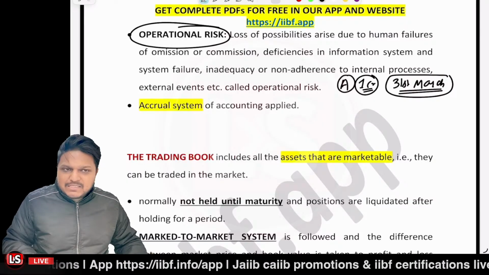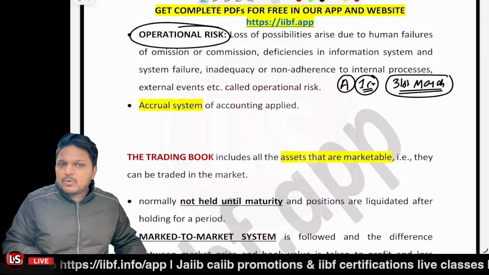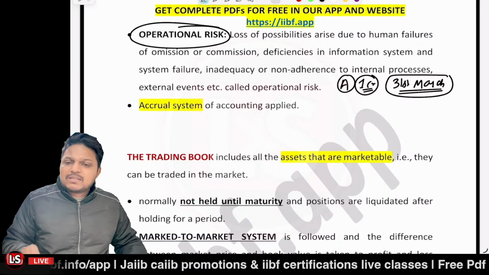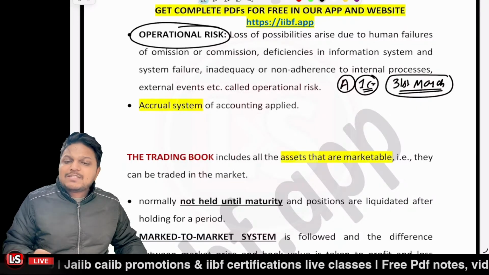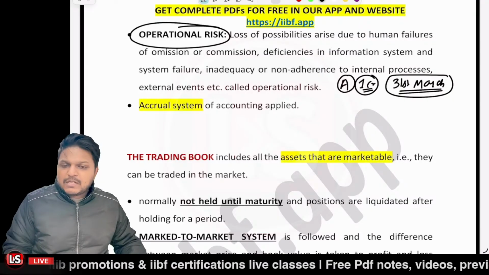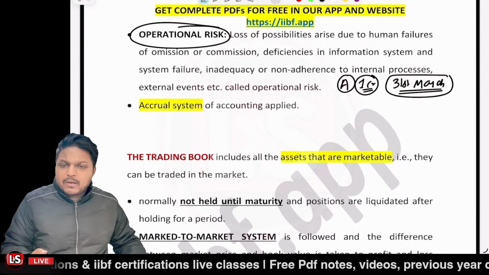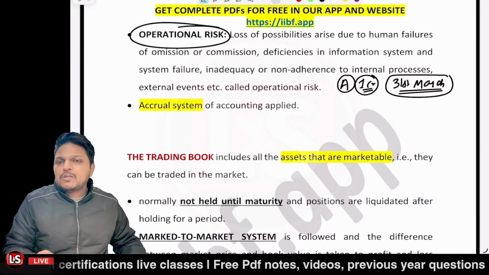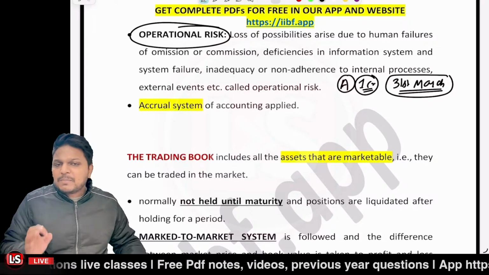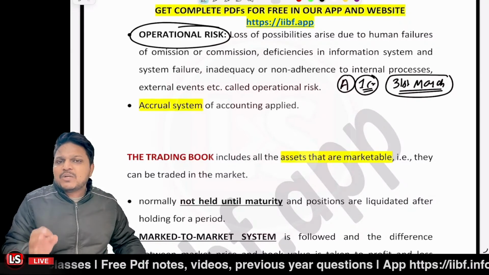But as per the principle of the accrual basis of accounting, you can account for this as your income, because the particular installment is now due. But this is not followed for non-performing assets. For non-performing assets, cash basis accounting is followed.